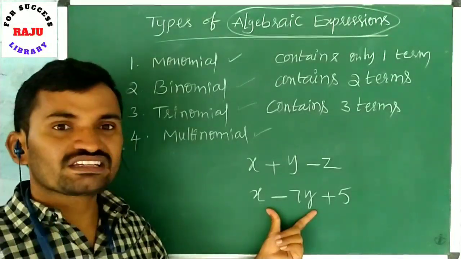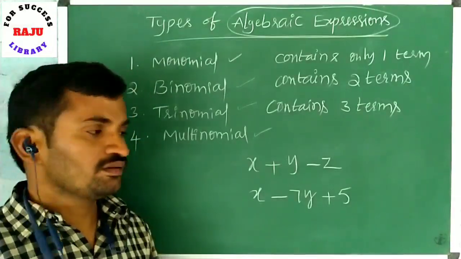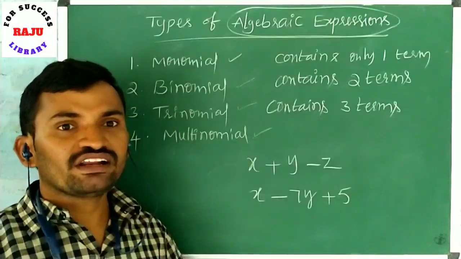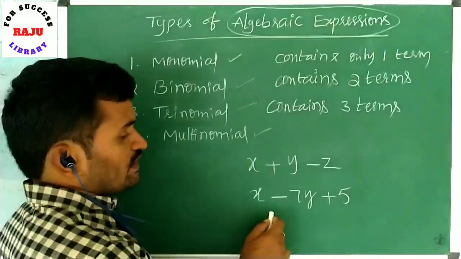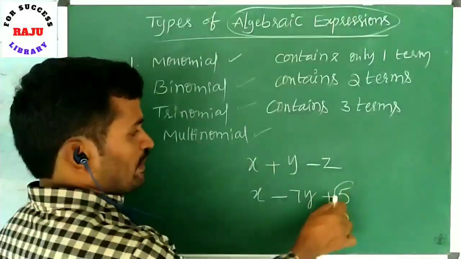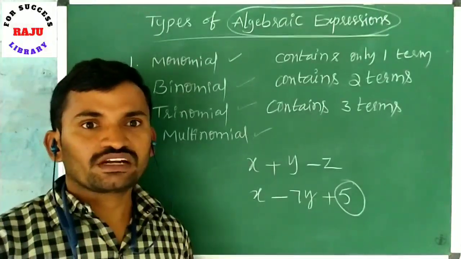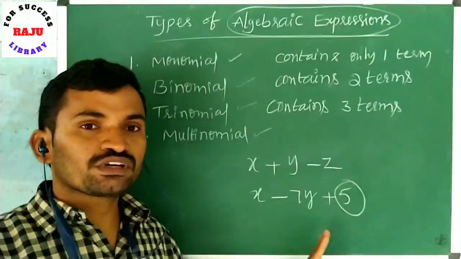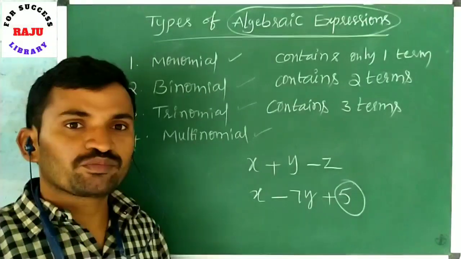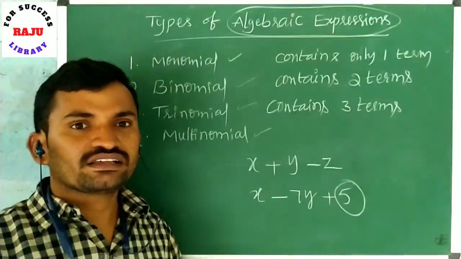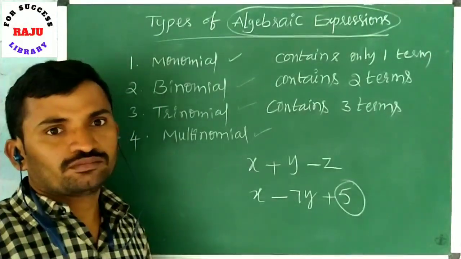Why? Because it contains three terms. 1, 2, 3. Three terms are there. How can we say? Here minus and plus are dividing it into terms. So it is called a trinomial. Whatever you take. Here 5 is there. Sir, shall we take a numerical term also? Yes, we can take. Why? Because the remaining two terms are algebraic terms. To say it is an algebraic expression, it must contain at least one algebraic term. Here x and 7y are algebraic terms, so no problem. You can take one constant term.